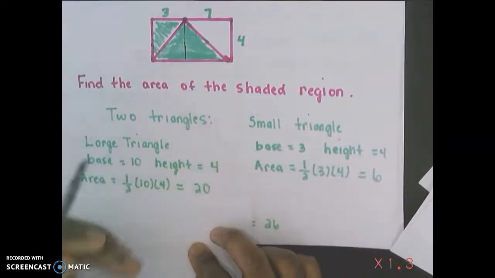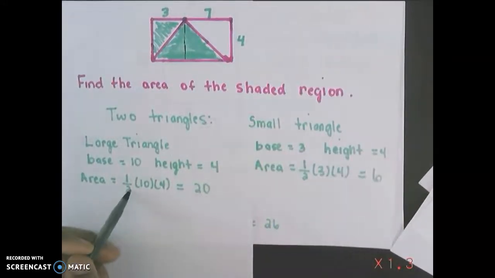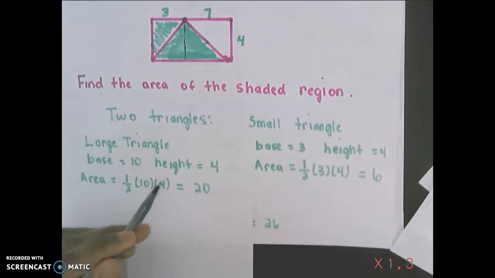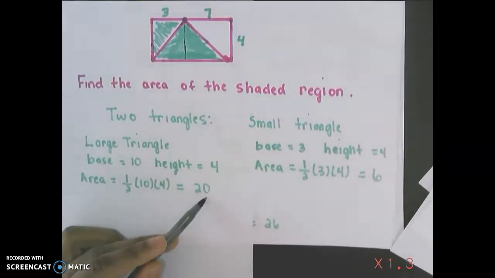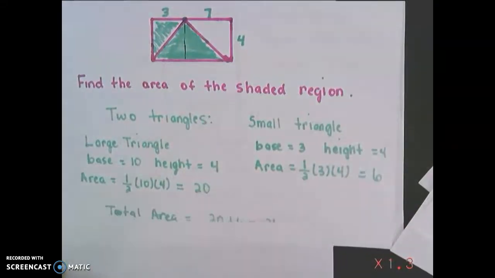And so that means that my area of the large triangle is going to be 1/2 the base times the height, which is 1/2 10 times 4. And so that's going to be 20. So I want to find the area of the total shaded region. So I have to add 20 plus 6. So that gives me 26.